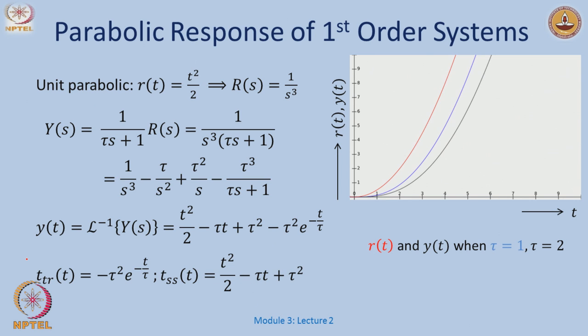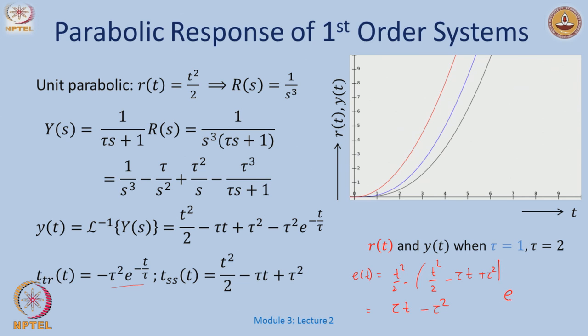Okay, what does the error do here? So, can my system track a unit parabola? Okay, so the error E of t is my reference signal, that is t square over 2, minus the output, that is t square over 2 minus tau t plus tau square. Okay, I would exclude this exponential term because I know it will not contribute to the steady state error, it will go to 0 anyway. So, this will be tau t minus tau square.